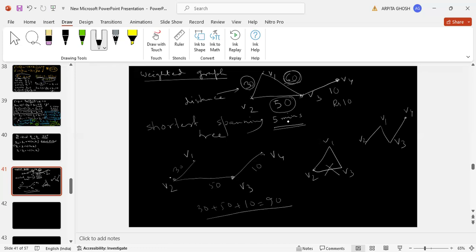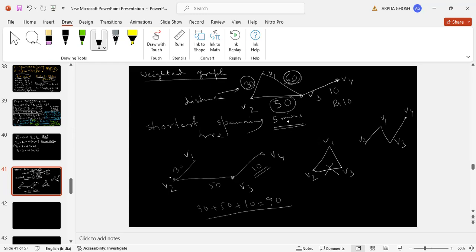For that, if you look at the previous figure, V3, V4, there is only one connection. If we want to reach V4, then we have to move along V3, V4. There's no other way out. So this chain is obvious. This chain we have to join. V3, V4, we have to join. Apart from this V3, V4, we may either join V1 with V3 or V2 with V3.